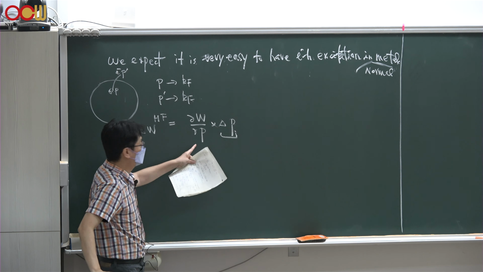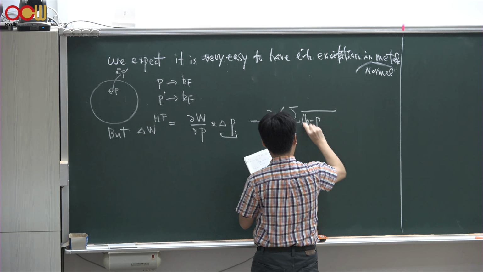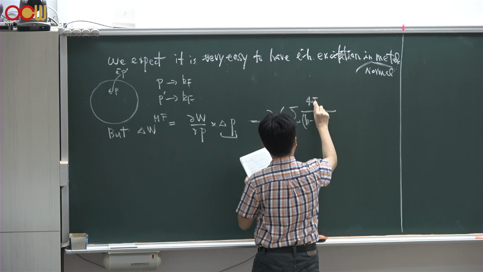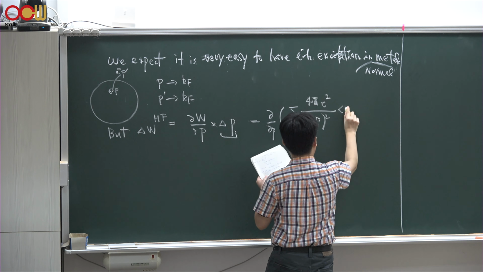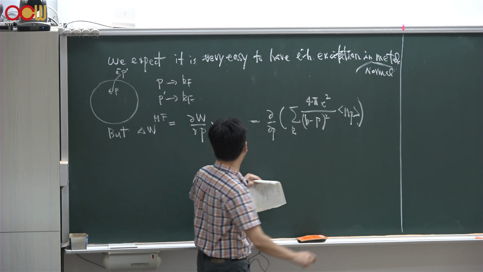The reason is the exchange energy within Hartree-Fock. If you take a derivative of this term with respect to the occupation, and you take another derivative of this term with respect to p, you get something divergent.